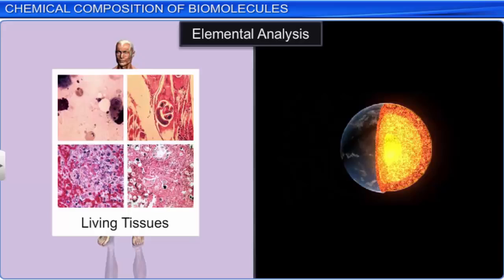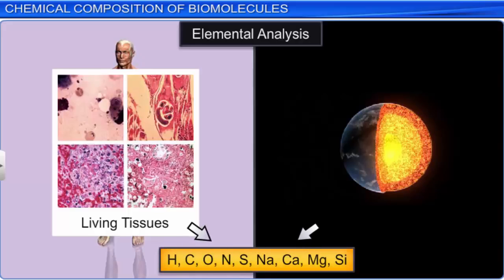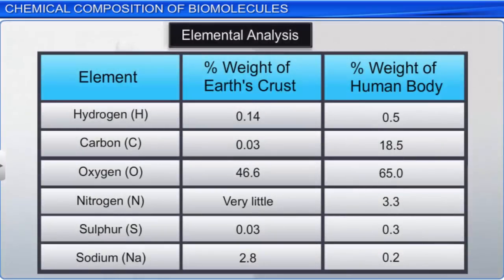For example, we find that elements such as carbon, hydrogen, and oxygen are common to the Earth's crust as well as living tissue. However, the composition of these elements is much higher in a living organism compared to the Earth's crust, as shown in this table.